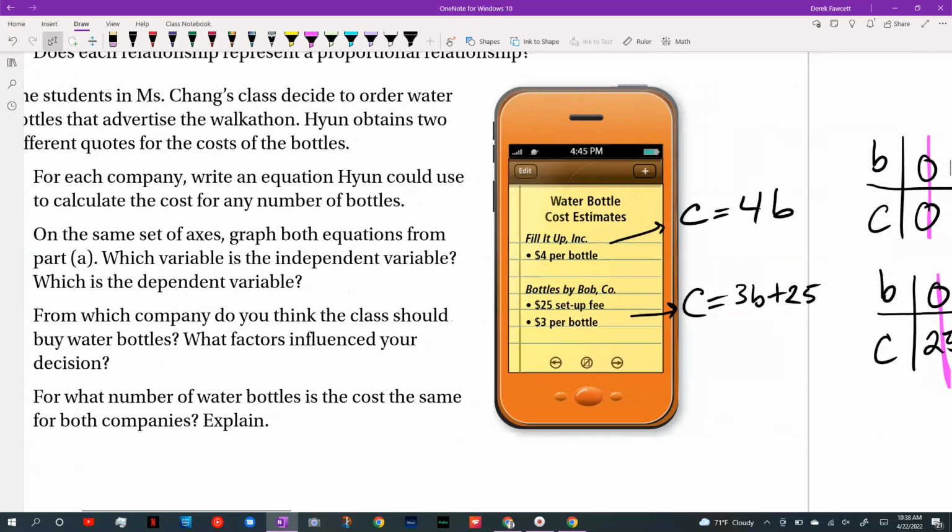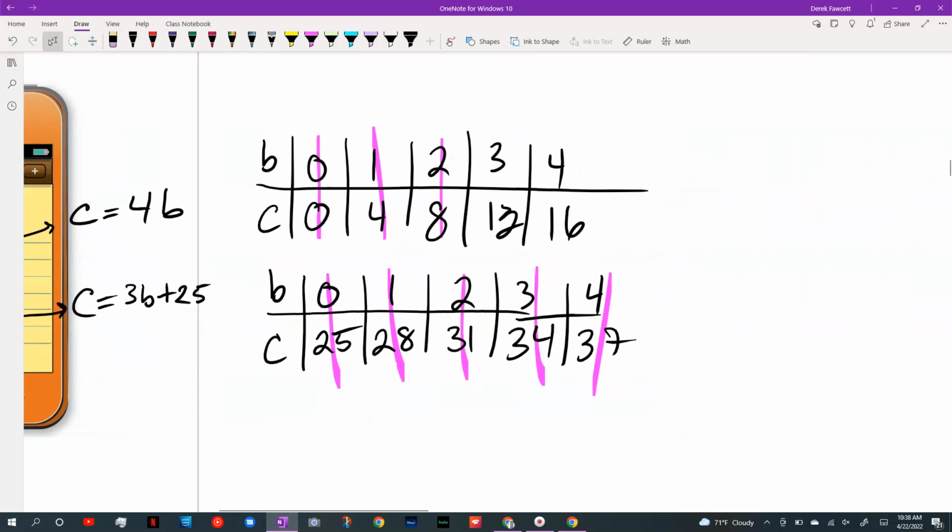And then for which company do you think you should buy the water bottles? What factors influence that? Well, listen, sooner or later these graphs are going to cross. And I think it's after like 100 bottles or something. Yeah, it's after 100. Because 100 times 4 is 100. 100 times 3 is 75. 75 plus 25 is 100.